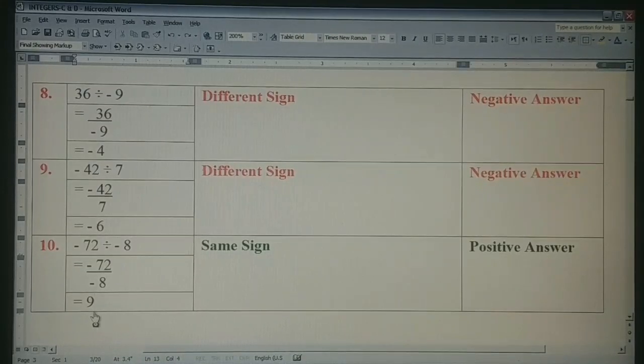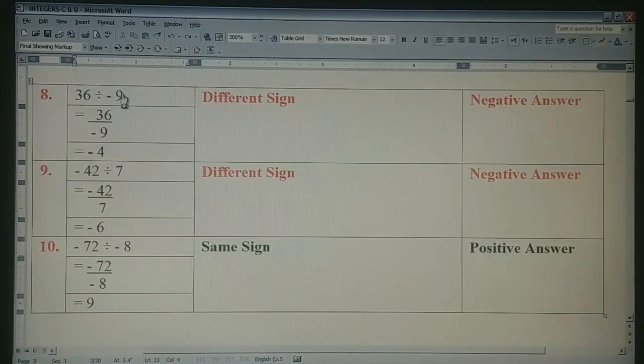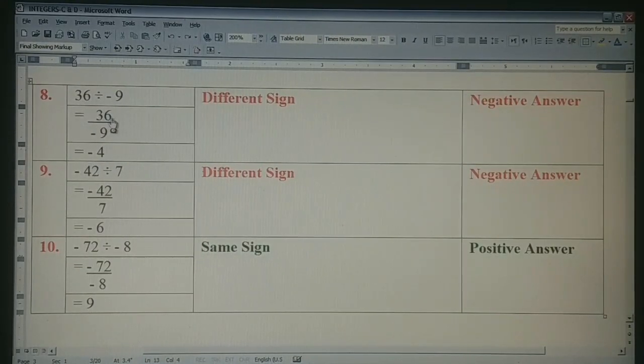The eighth question, we see 36 divided by minus 9. 36 is written in the numerator. Minus 9 is written in the denominator. Numerator and denominator have different sign. 36 is positive, minus 9 is negative. Different sign division, our answer will be a negative answer. With 9 we can cancel 36. 9 ones are 9, 4 nines are 36. 4 upon 1. Final answer is minus 4.